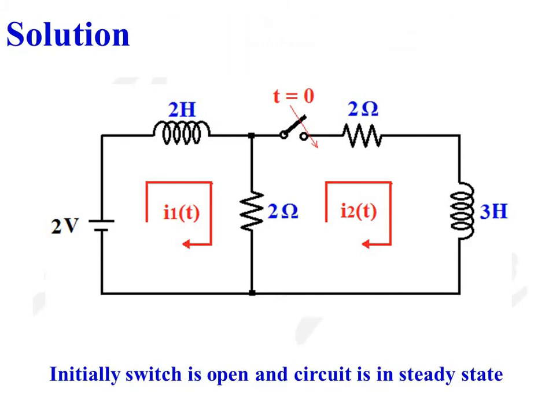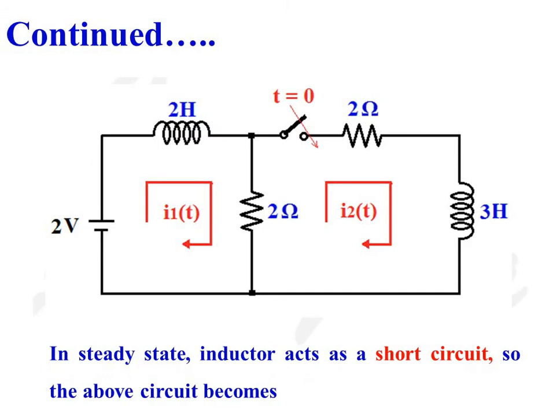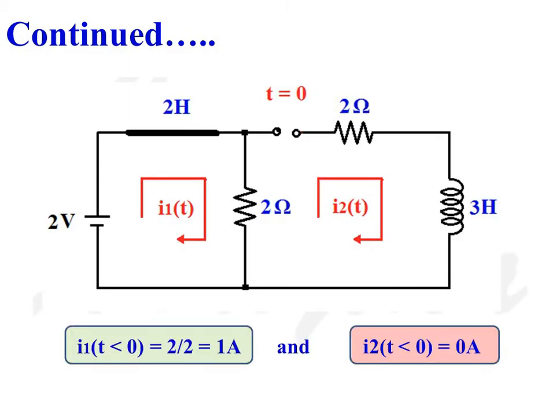So this is the given circuit. Initially, the switch is open and the circuit is in steady state. In steady state, the 2 Henry inductor acts as a short circuit. So this circuit can be redrawn as shown here.